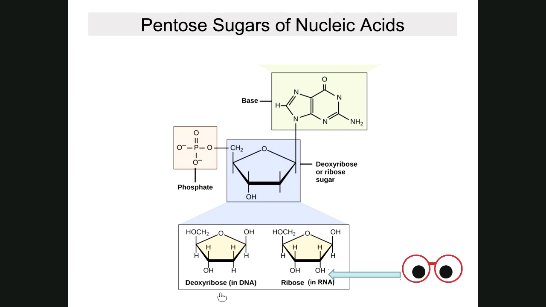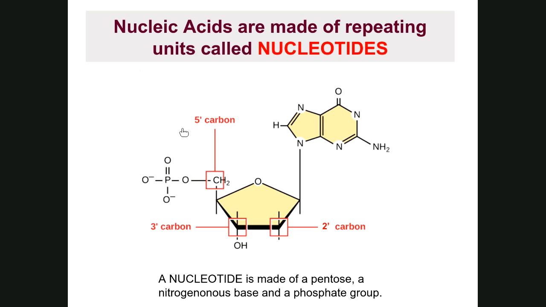One thing I want you to notice: we are going to name those carbons over here with a prime. If you look at it, you notice that I put a carbon and a little prime on it. Why did I put 3 prime, 2 prime, 5 prime? Why not just carbon 5, carbon 3, carbon 2? I will give extra credit to whoever answers this question. Come on, guys.